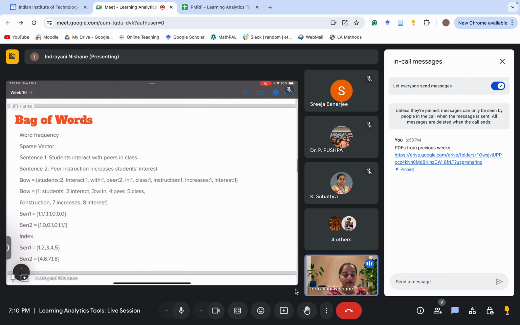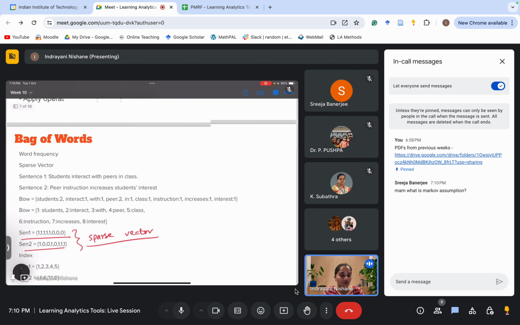Now bag of words is another concept, that is how these sentences are parsed. Every word frequency is calculated, and the sentence structure is decided based on this sparse vector. So these are the sparse vectors. What happens in this bag of words is when we have multiple sentences, no?